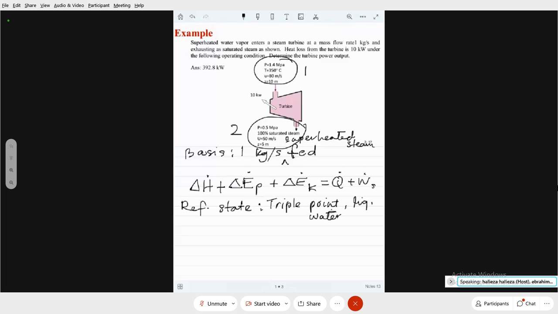Now, for the enthalpy, let's look at what we have. This is Q, the heat lost. Let me undo that because I need more space. Q is equal to what? What is the symbol, please?